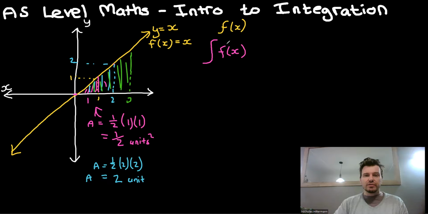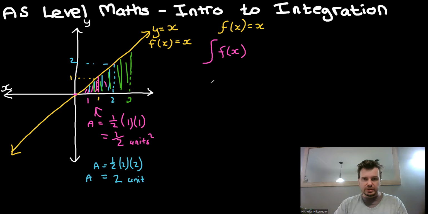If our f of x was equal to x, what we do is we add to the exponent. So if I add 1 to 1, I get x squared. And then we divide by the exponent 2. So we add to the exponent and we divide by what we add. So this will be the answer.